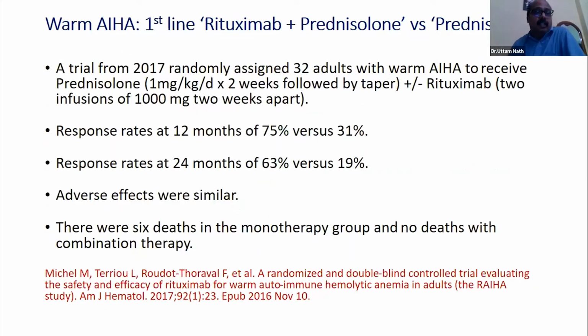Okay. Another study of 32 patients. Here also the response in favor of the rituximab plus prednisolone combination was significantly higher compared to steroid monotherapy. Interestingly, the combination was not associated with increased adverse effects. As we know, the rituximab regimen used in autoimmune conditions like ITP or AIHA is just 4 weeks of rituximab. So it is very safe.